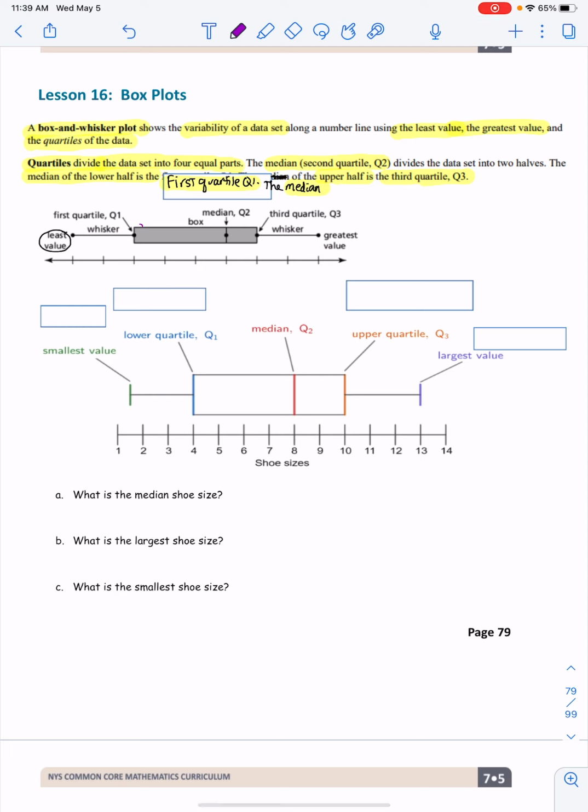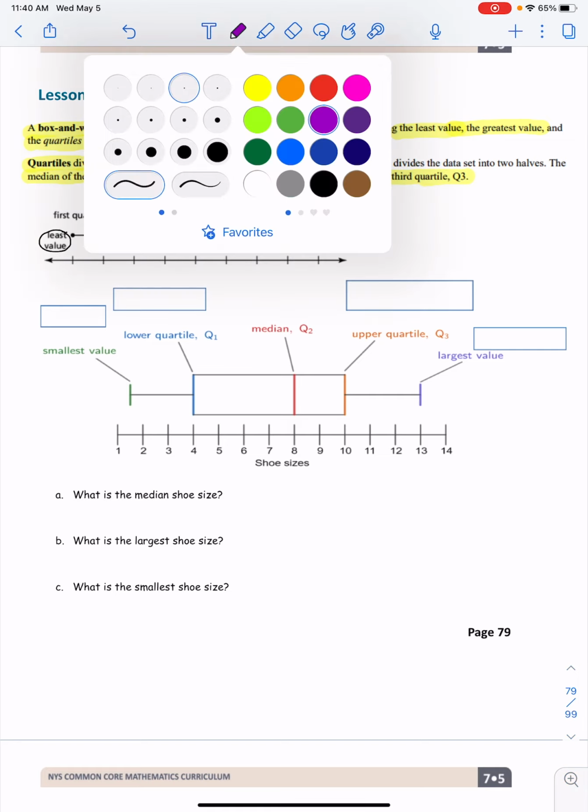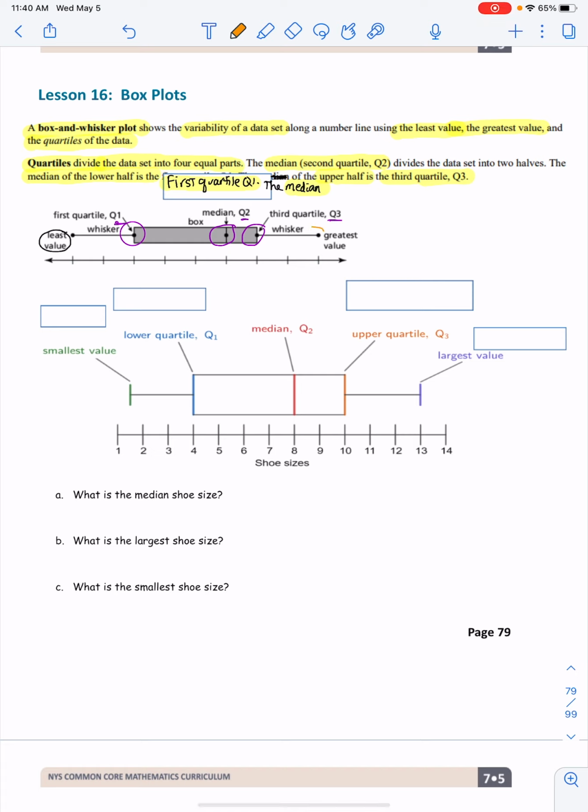You have our first quartile here. You have our median here. You have our third quartile here. So this is your second quartile here. These are your quartiles, your 1, 2, and 3. And then you have your largest number here, along with your least value here. That's what they are.